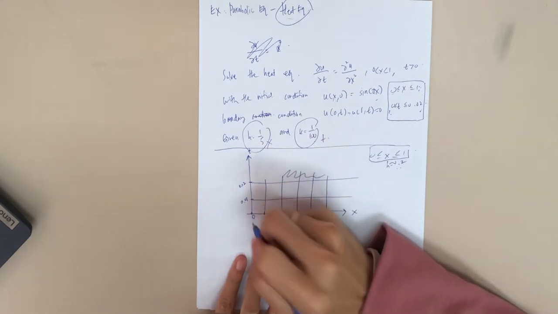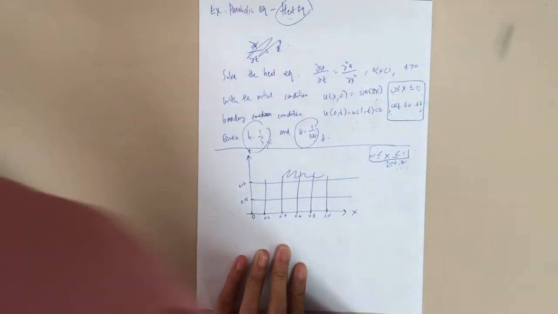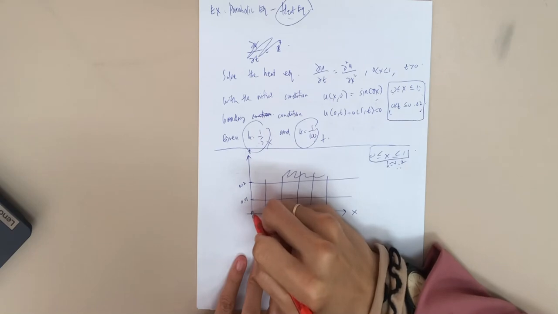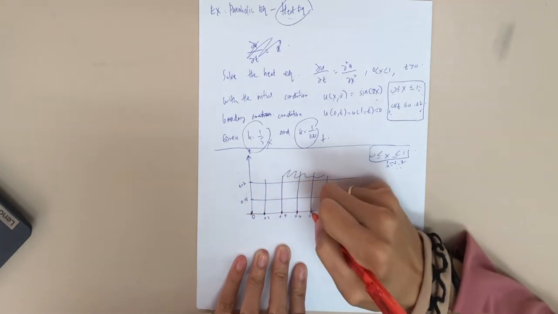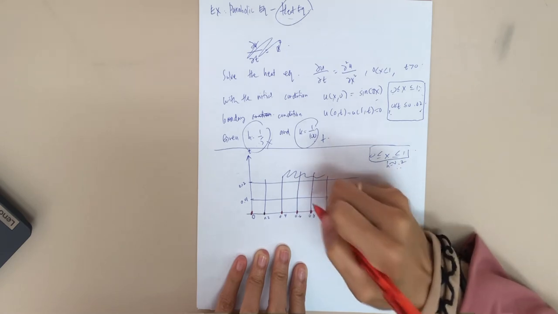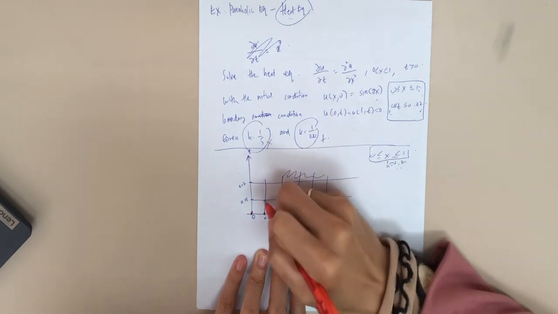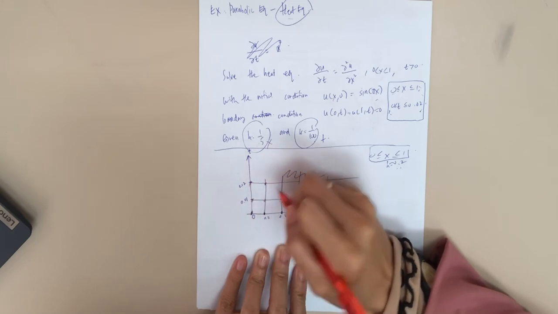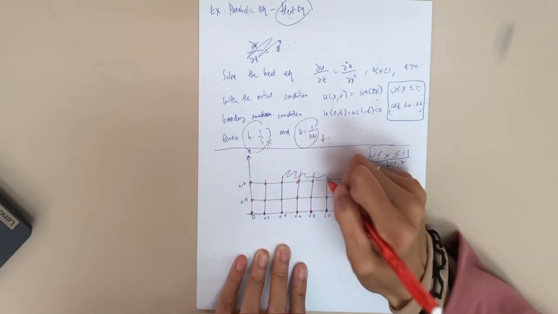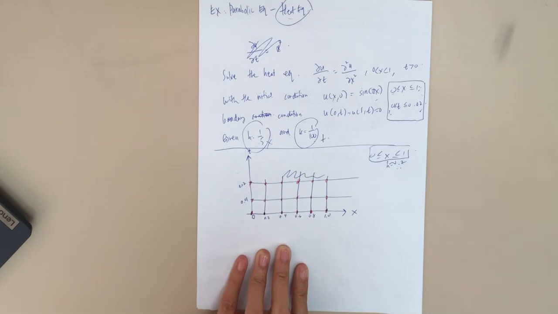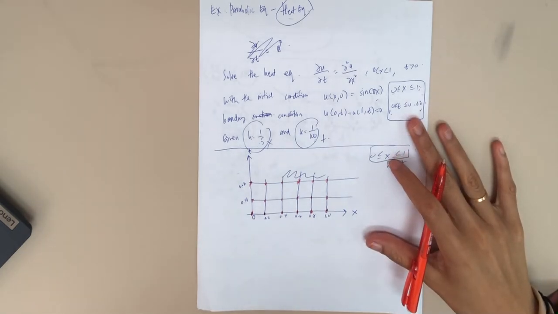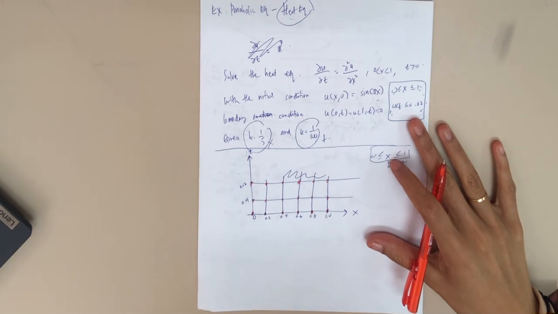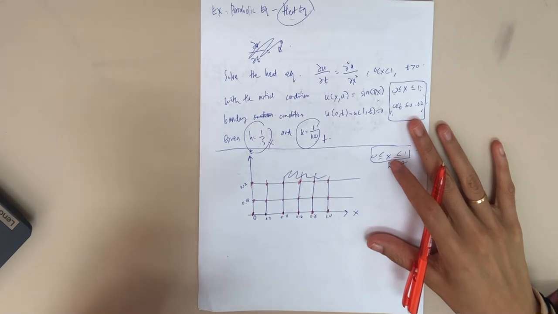Okay, so what do we do next? You plot, or you put a dot at each of the intersections here. It's a point. You put the points here. Alright. Then we need to label them. Label here with the notation U.